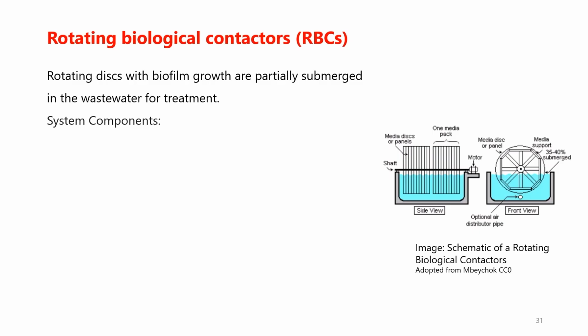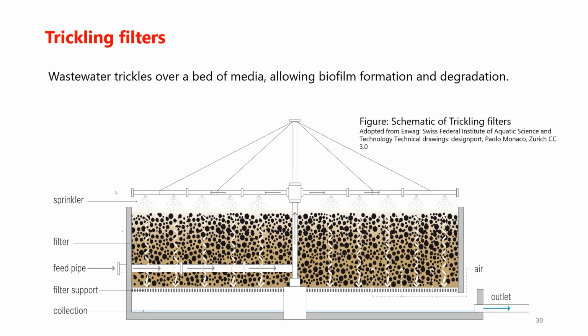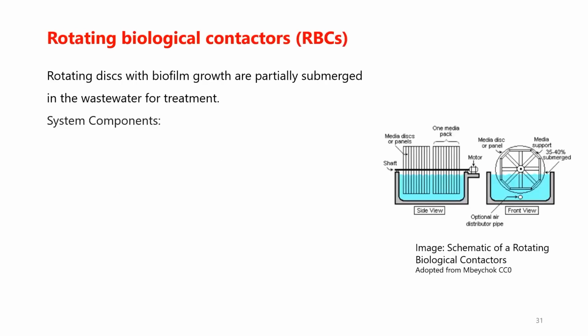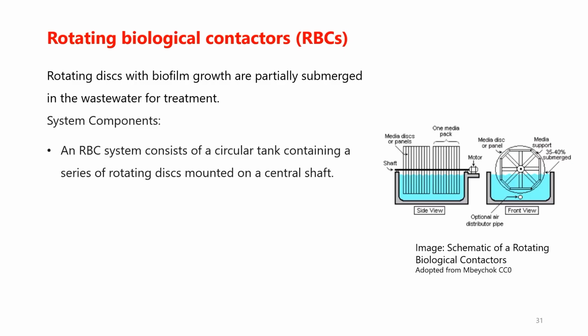Now, we have the rotating biological contactors. In the RBCs, we have rotating discs with biofilm growth. These are partially submerged in the wastewater for treatment. Some of the system components: a rotating biological system consists of a circular tank containing a series of rotating discs mounted on a central shaft.